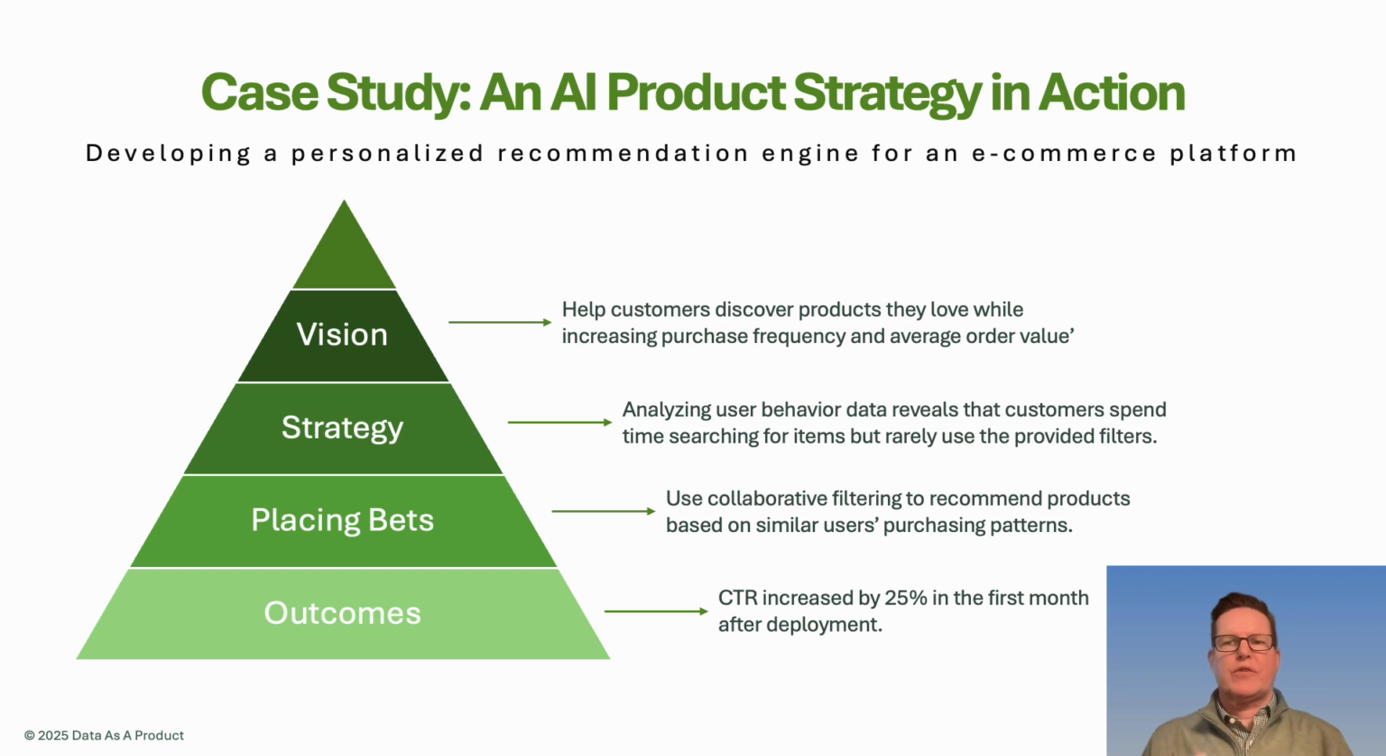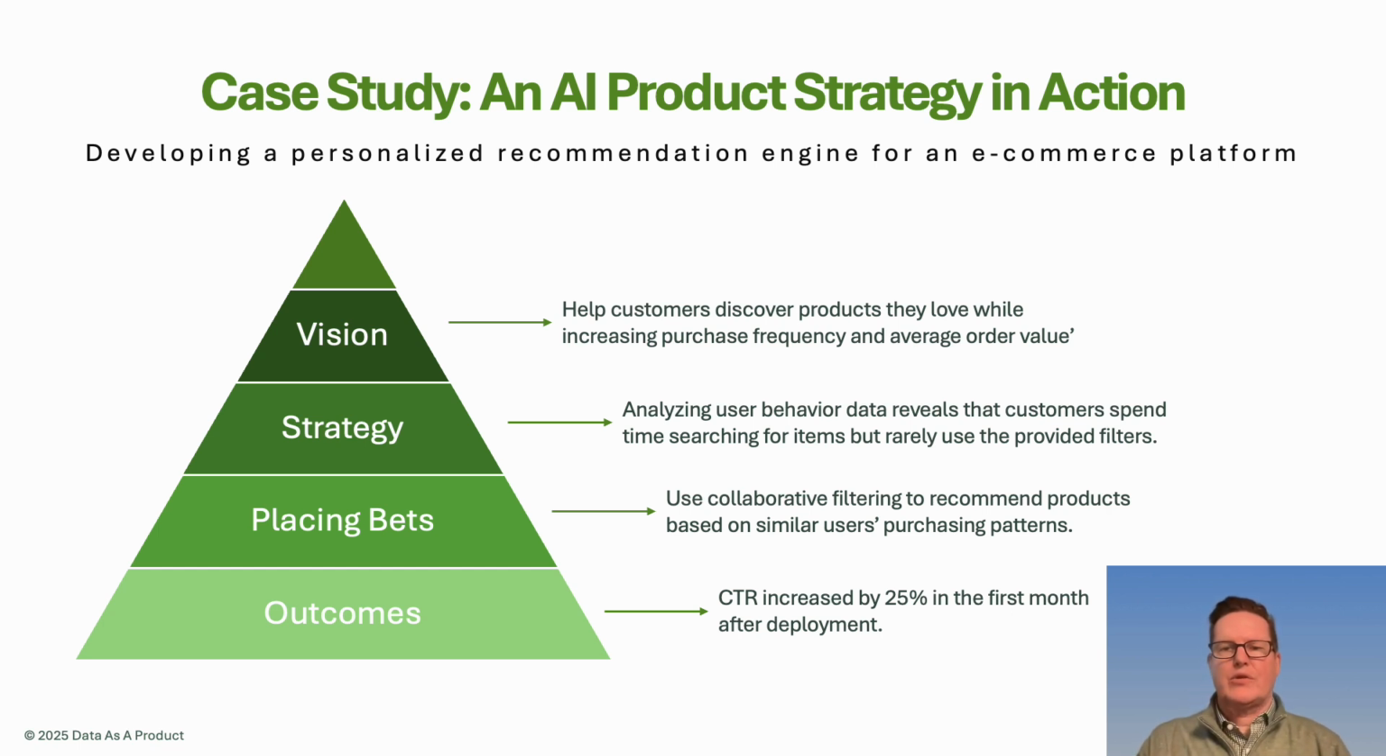Let's see how the framework for AI product strategy comes to life with a real-world example. Imagine your team is tasked with developing a personalized recommendation engine for an e-commerce platform. Here's how you would apply the strategic framework. First, we need to define the product vision. Let's say that vision is to help customers discover products they love while increasing purchase frequency and average order value.